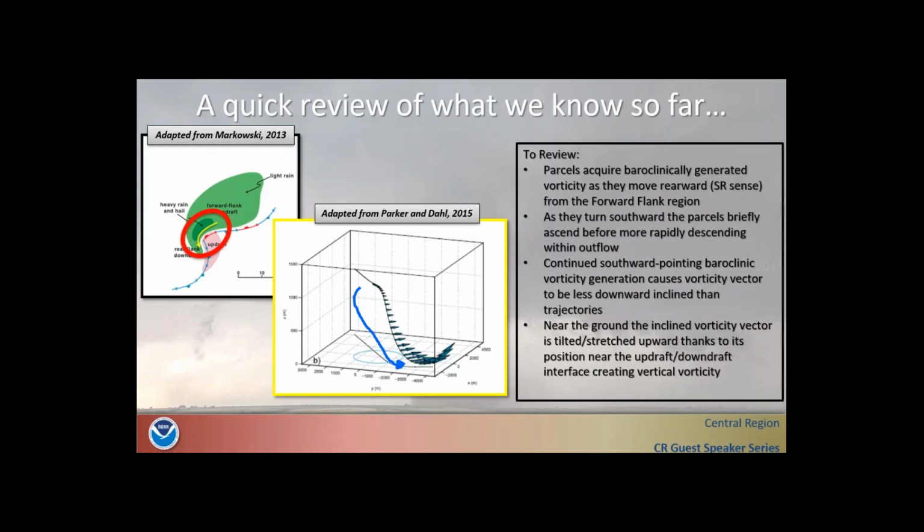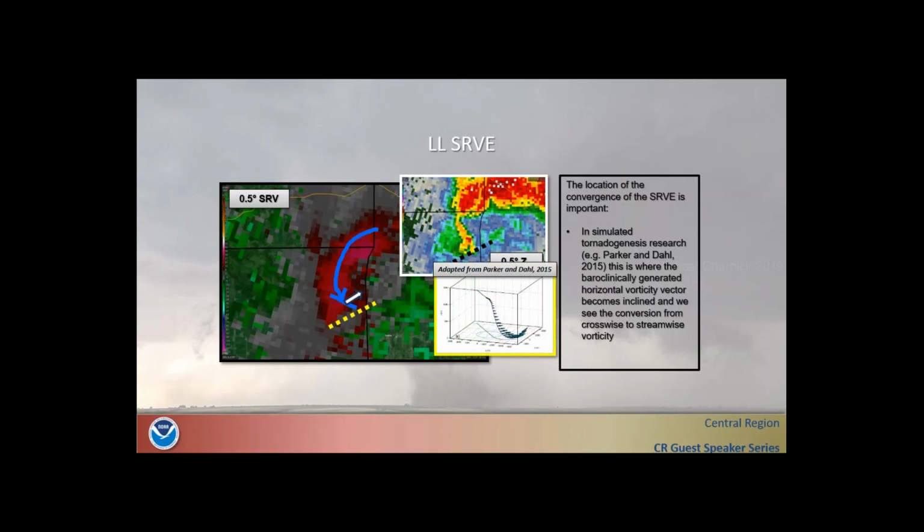Now you may say, this is great, but how is this going to help me see the potential for tornadogenesis? Well, the key may be trying to assess where there's turning of this airstream. And specifically, you can assess this through maybe a convergence zone.